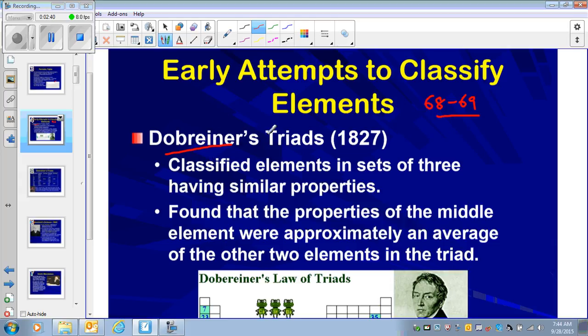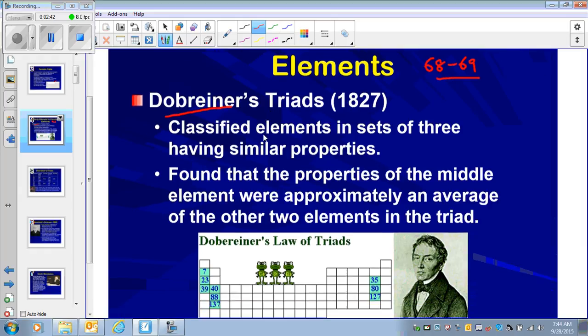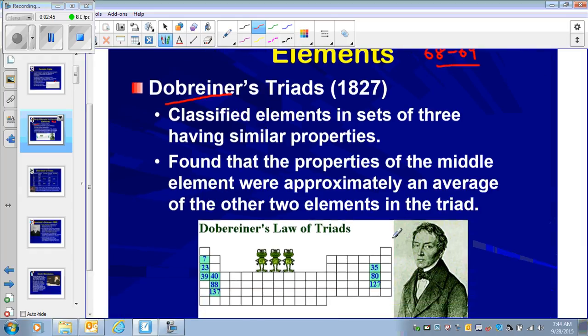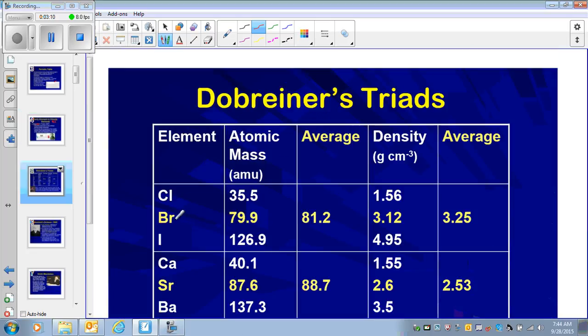Anyway, Dobereiner was a scientist who first started putting elements together in the form of three sets. He would take any three elements, and he said that these three elements behave the same. So he gave us the idea of triads. For example, he said that we can have barium, strontium, and calcium together. The way he put it was that the properties of the element in the middle of the three is the average of the properties of the other two elements.